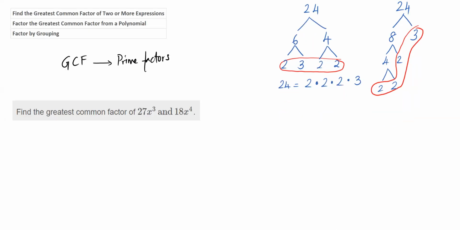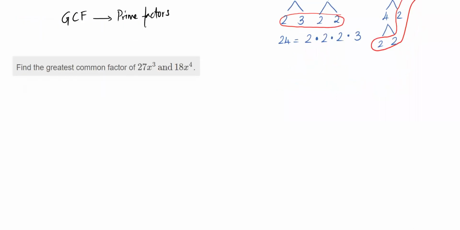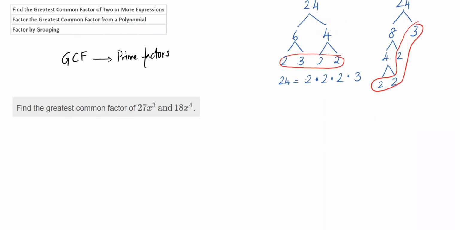Okay. So let's look at the first question. Find the greatest common factor of 27x cubed and 18x power 4. So coming back to GCF, now we found the factors, right? In this example, we found factors for 24. But when we talk about common factors, you need at least 2 things to consider something that's common, right? You can have more than 2. So we have 2 expressions here, and they want us to find what are the common factors for these 2.